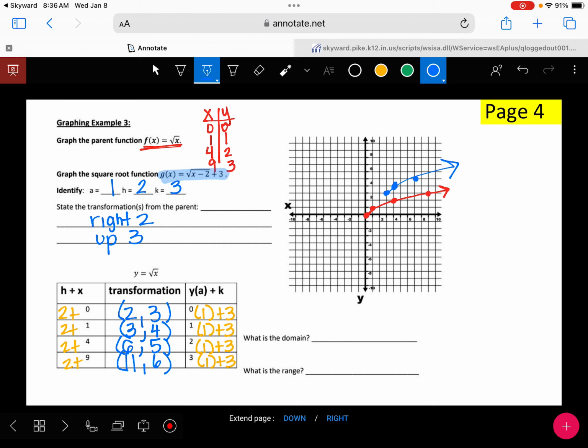And you should have a second graph. If you compare the red graph to the blue graph, we can see that the red graph moved right 2, and it moved up 3, just like we said it would do.